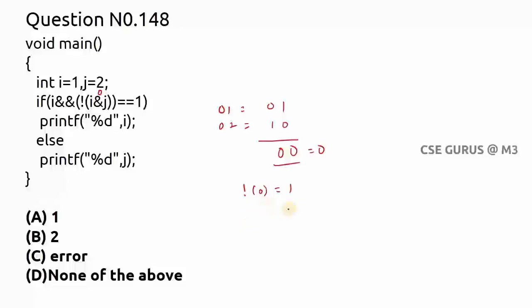So not of 1 will be 0, not of non-zero will be 0, not of 0 will be 1. So not of 0 will be 1. So the entire value here will be 1 now. So what is the I value? 1. So now it will be like this.